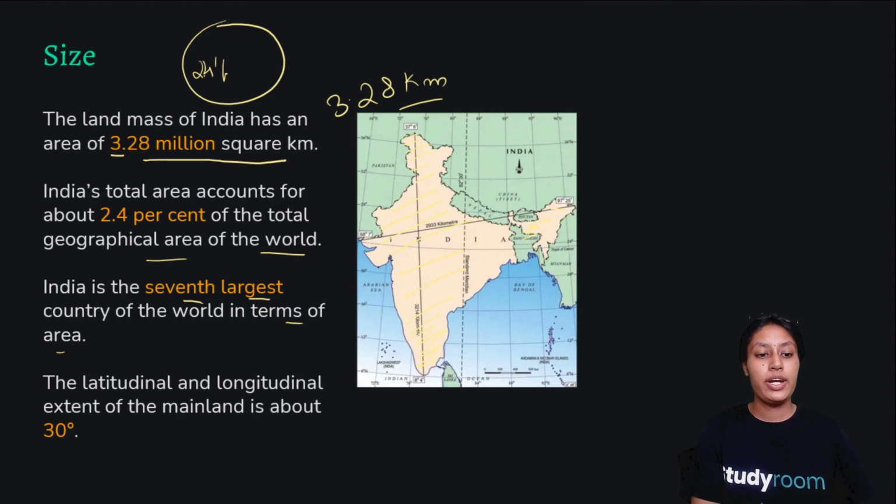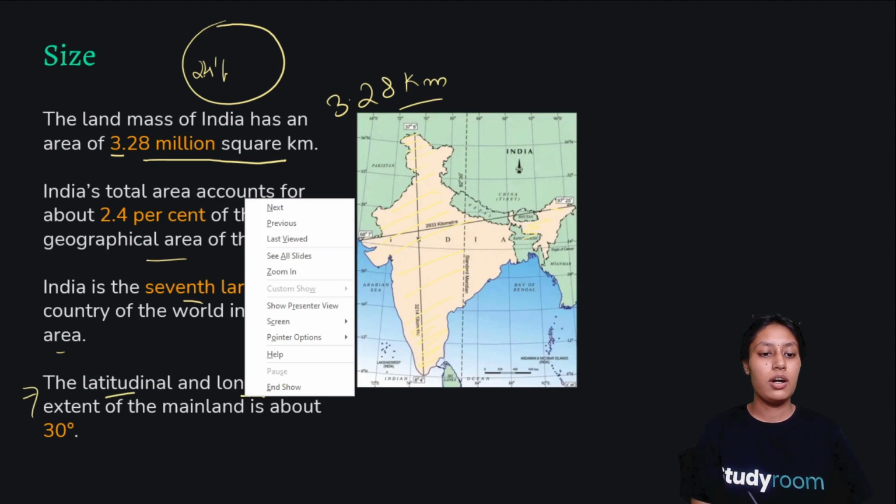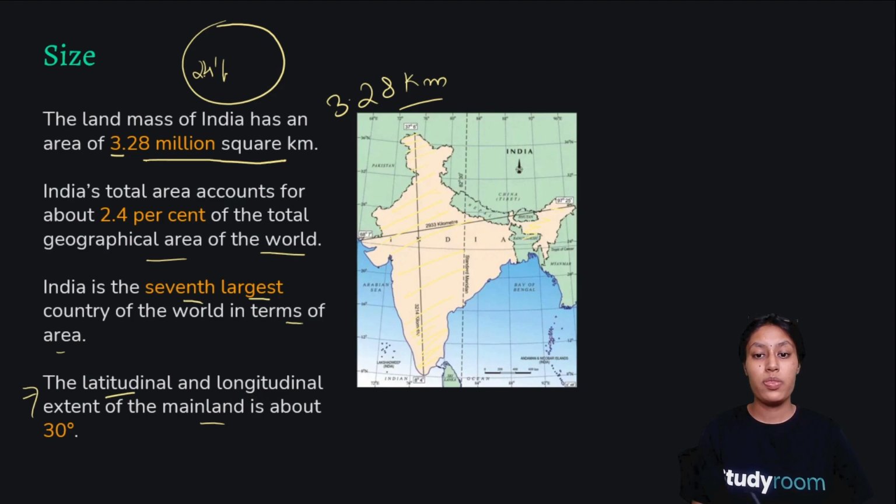Now the next point: the latitudinal and longitudinal extent of the mainland is about 30 degrees. So it extends about 30 degrees from north to south and from west to east.